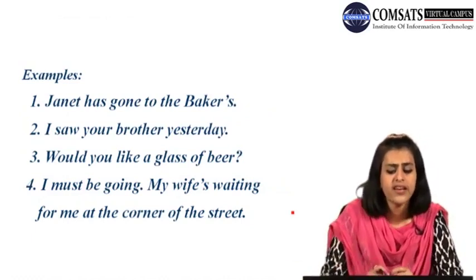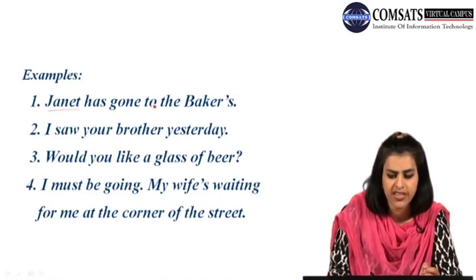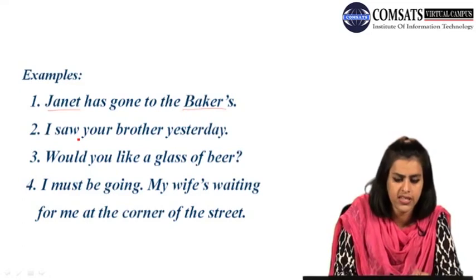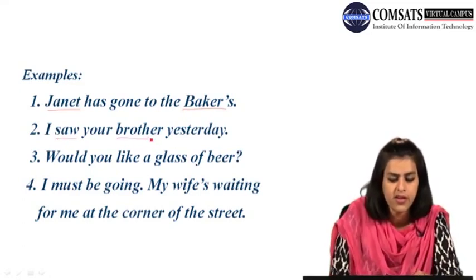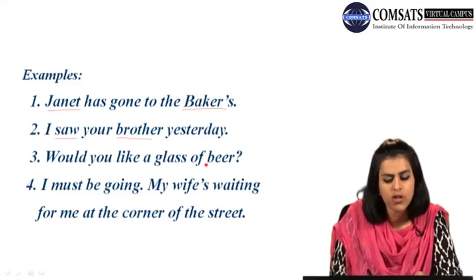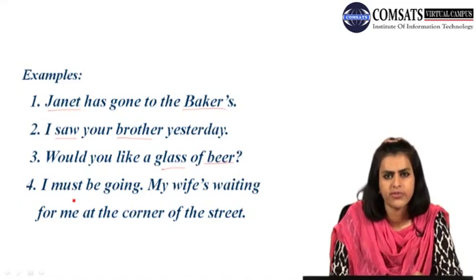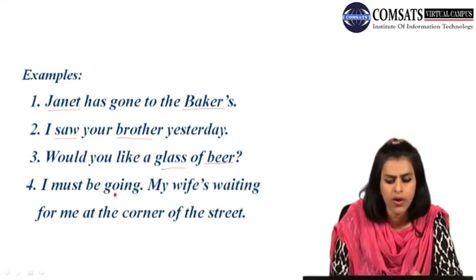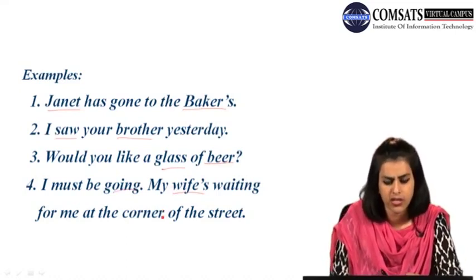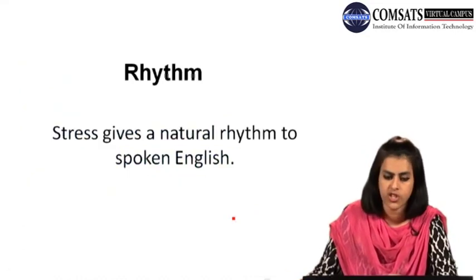Examples are, Janet has gone to the baker's. So, there is a stress on the words Janet and baker's. I saw your brother yesterday. Did you see the stress on saw and brother? Would you like a glass of beer? Your stress is on the words beer and glass. I must be going. My wife's waiting. Your stress is on going and wife. Waiting for me at the corner of the street. So, the corner of the street is again stressed in the whole conversation.